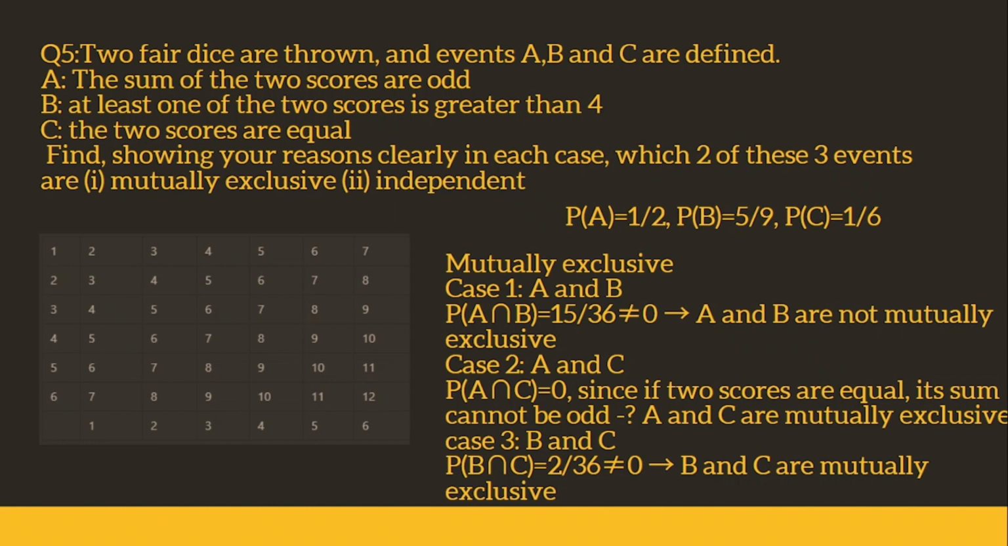Then for case 3, we look at B and C. We again look at the different scenarios. It turns out that there are 2 scenarios out of 36 where B and C can happen simultaneously. And so it's not equal to 0, and therefore we conclude that B and C are not mutually exclusive.